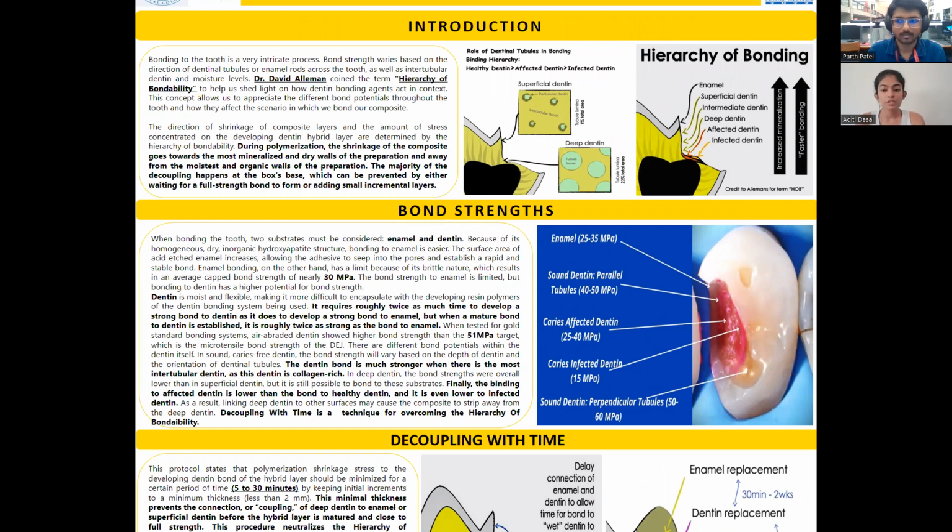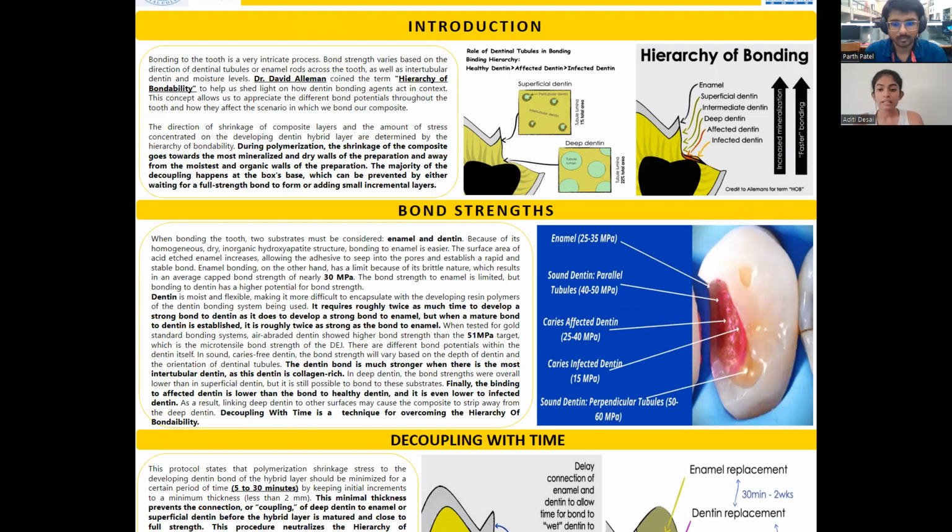When we consider bonding to the tooth, two substrates must be considered. One is enamel and the other is dentine. Bonding to enamel is easier and faster because of its dry homogeneous nature. However, the bond strength or the bond potential to enamel is limited because of its brittle nature.